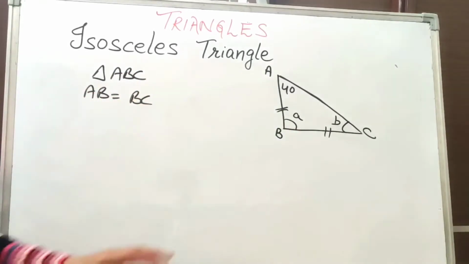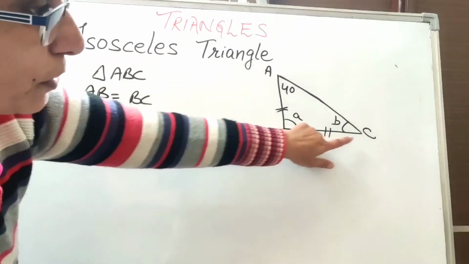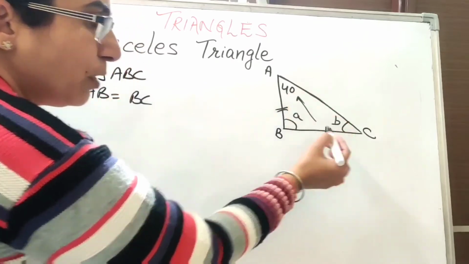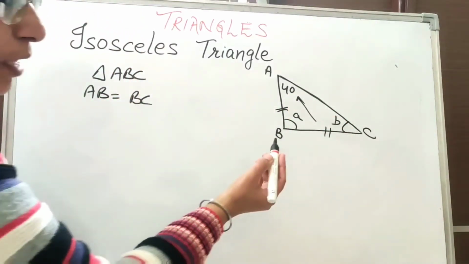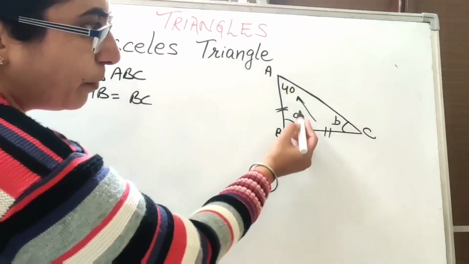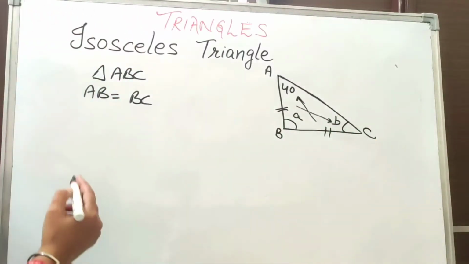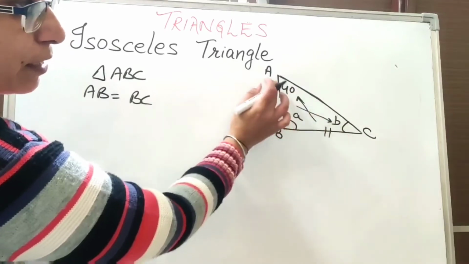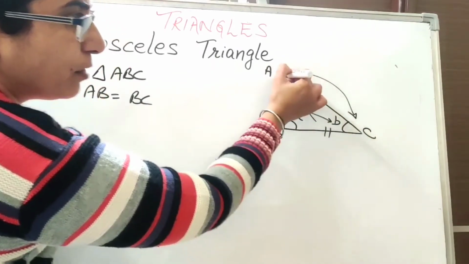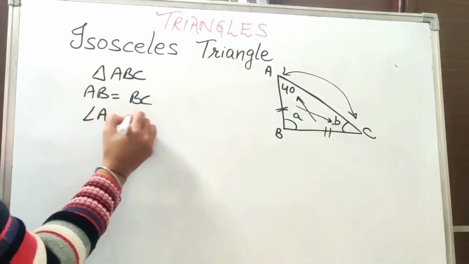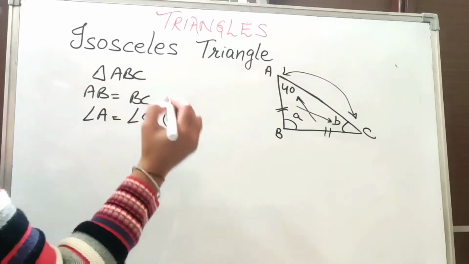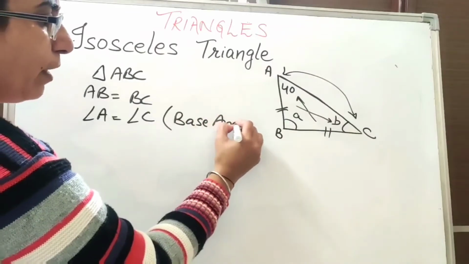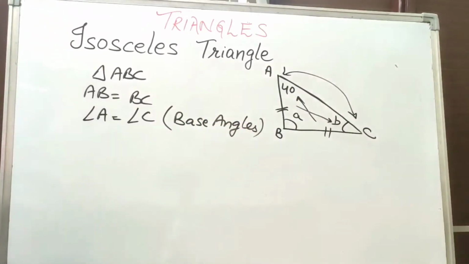So the angle opposite to equal sides. The angle opposite to this side BC is 40, and the angle opposite to side AB is this angle C. So if these two sides are equal, then these are the base angles, angle A and angle C. So angle A is equal to angle C, and always mention the reason that these are base angles, or you can write angles opposite to equal sides are equal.